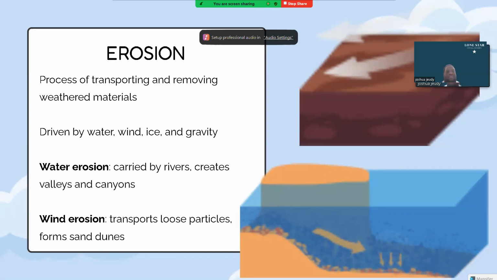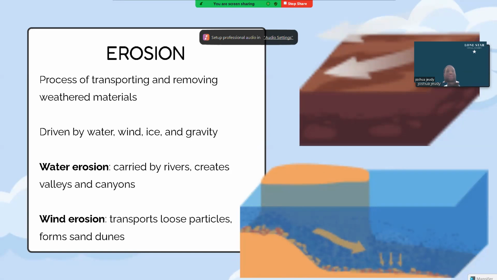Now, if you've ever seen the movie Ice Age, you got giant glaciers, and those giant glaciers are slowly melting. And with the glaciers melting, that allows for rocks that were frozen to be moved.